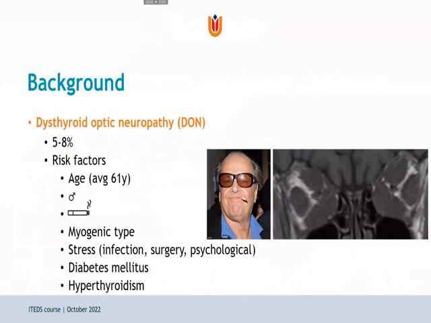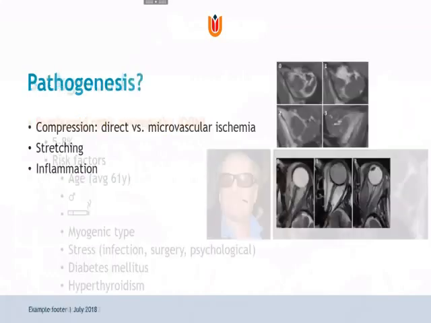The main risk factors are higher age. It has a higher male to female ratio compared to normal Graves' orbitopathy. Smoking is definitely a risk factor. The myogenic type compared to the adipogenic type. Stress, whether it be from infection, surgery, or psychological stress like the loss of a loved one or a divorce, for example. Diabetes, probably due to vasculopathy, and hyperthyroidism.